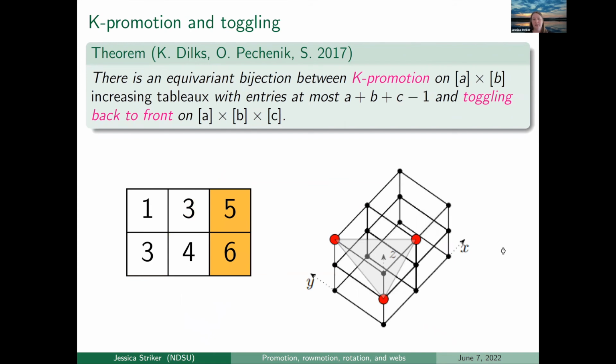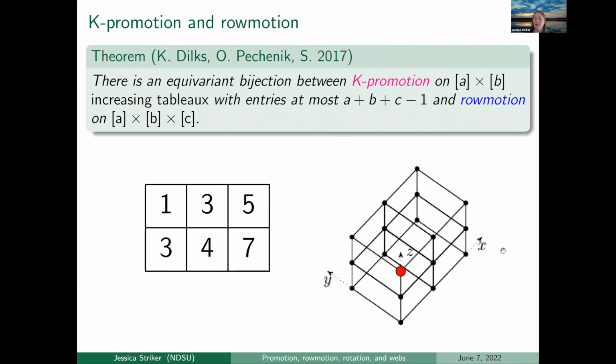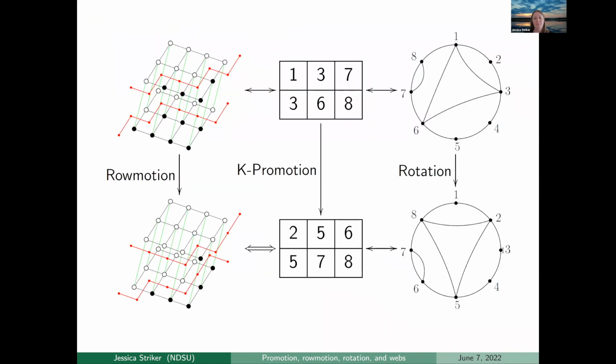So I'll just show you how that works. So you saw those hyperplanes coming from back to front in that product of chains. So that's what was able, and then through the magic of the toggle group, we were able to relate that to Rowmotion, which was toggling from top to bottom. So we have this complete picture with Rowmotion and K promotion and rotation. Then the last question is, what about webs?